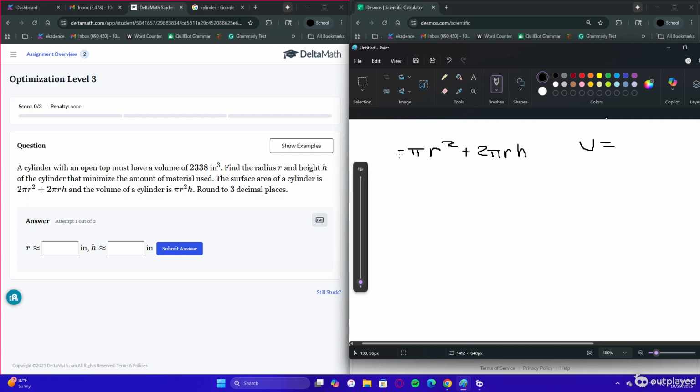So let's label this as just our surface area. And they give us our volume as well: pi r squared h. We want to solve for one variable, so let's solve for h so we can plug it in. So h in this case would be equal to v over pi r squared.